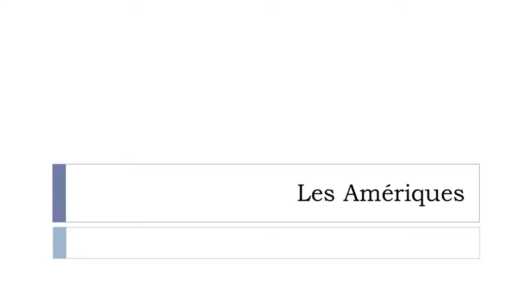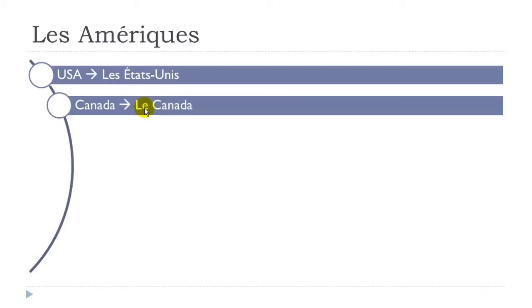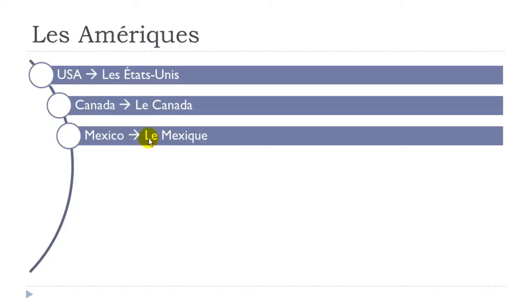So let's see now. Les États-Unis. Okay, so if we make every link, we'll have it here and then here. Les États-Unis. Le Canada. Le Mexique. It's really the X. Le Mexique. And then remember this Q-U-E, it's only K. Mexique. Okay?